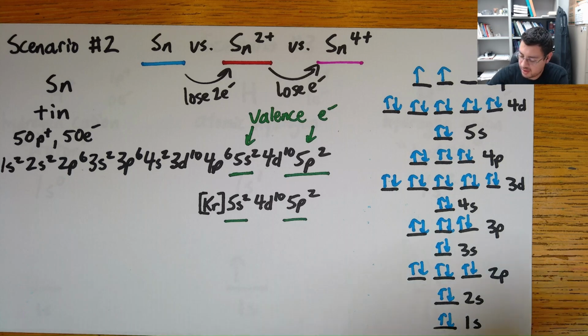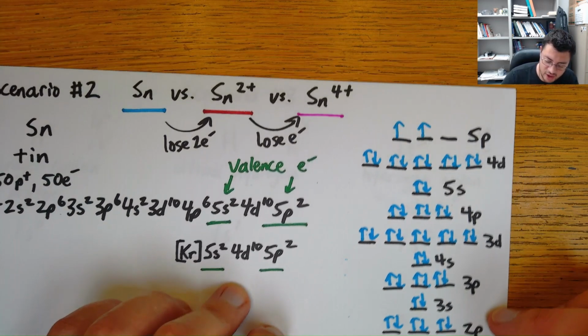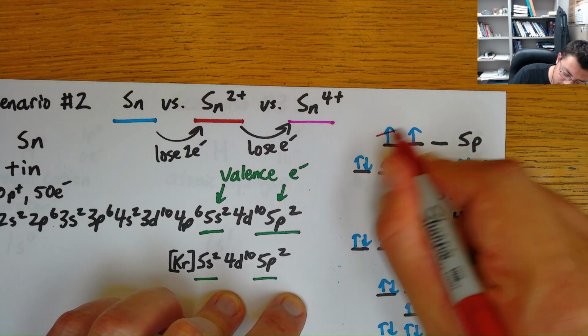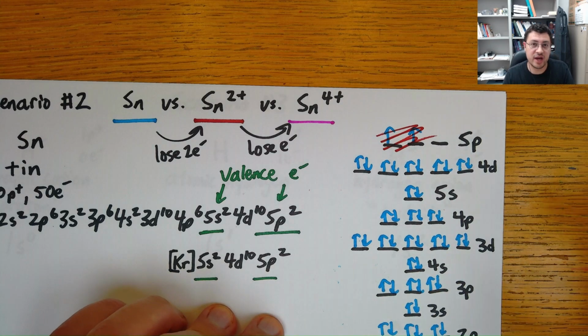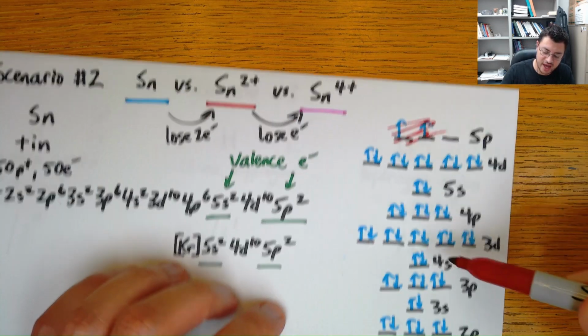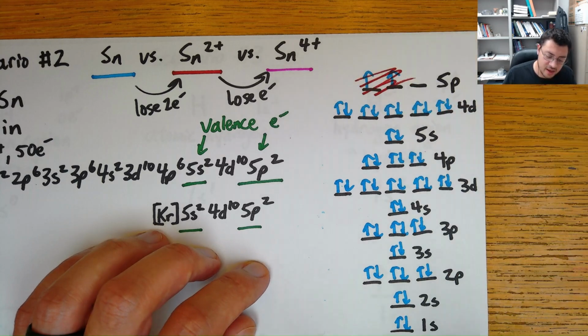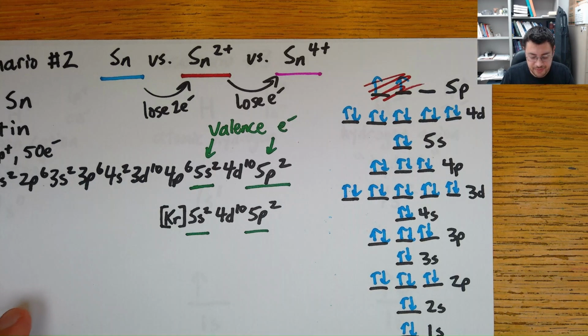It's going to be the outermost. So on the orbital diagram, we would just lose these two. You could cross them off, or if you were asked to write the orbital diagram of tin 2+, you would just write everything up to here, but with nothing here. So those are gone.